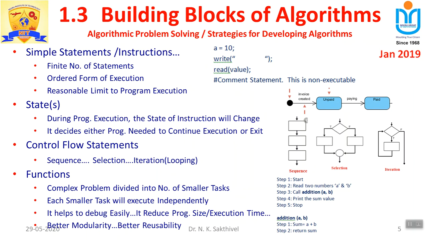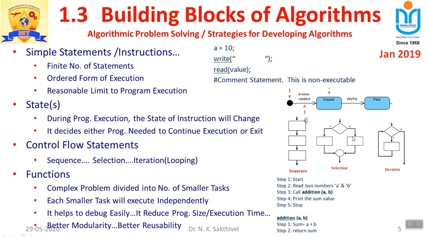And the third one coming under building blocks of algorithm is control flow statements. This is a very, very important statement. With this statement, the program will take a wise decision. The control flow statements consist of three types of statements. One is the sequence control flow statements, second, selection control flow statements, and the third, iteration or looping control flow statements.